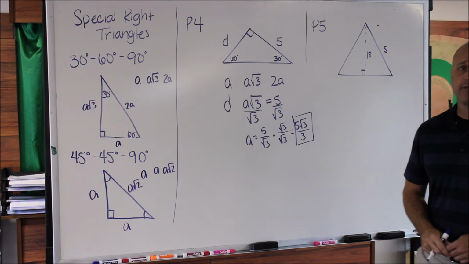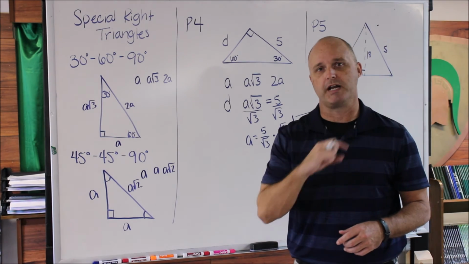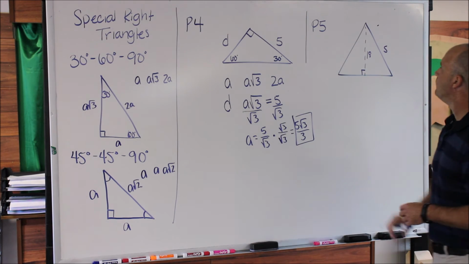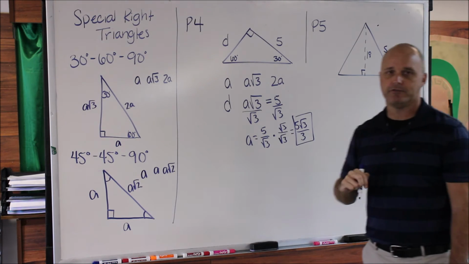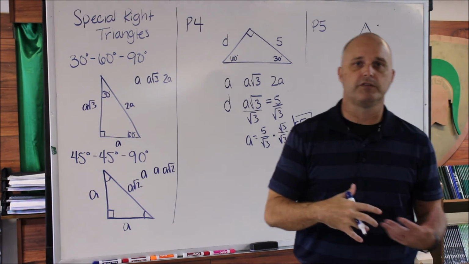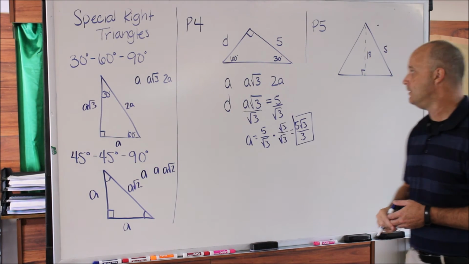In problem number 5, somebody is given a pendant, a little charm on a necklace in the shape of a triangle. We know that the height of the pendant is 18 millimeters. What we want to find out is the length of one of the sides of that pendant to the nearest tenth of a millimeter.